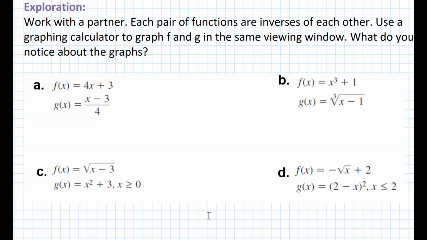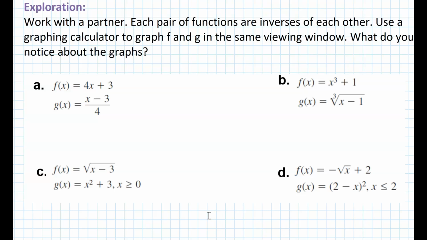There we go. Okay, so again, I had you guys graph each pair of equations into the same window and just pay attention to what's happening. In A, what were those two functions? Lines. They're both lines, okay. And what did you notice? They intersected at -1, -1. Okay, they had an intersecting point. Anybody notice anything else?